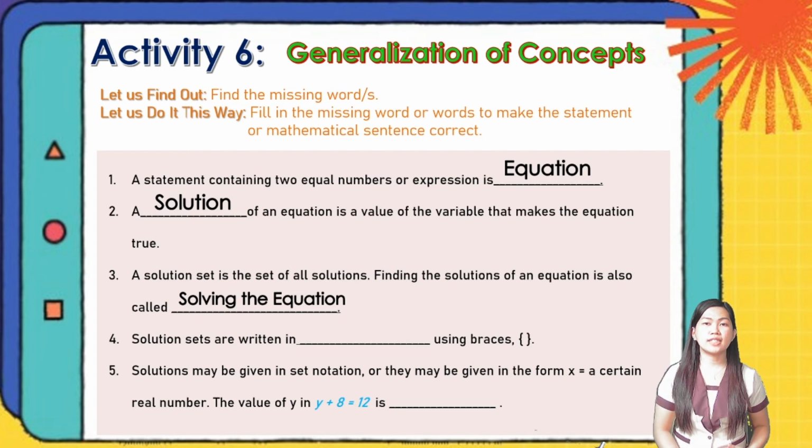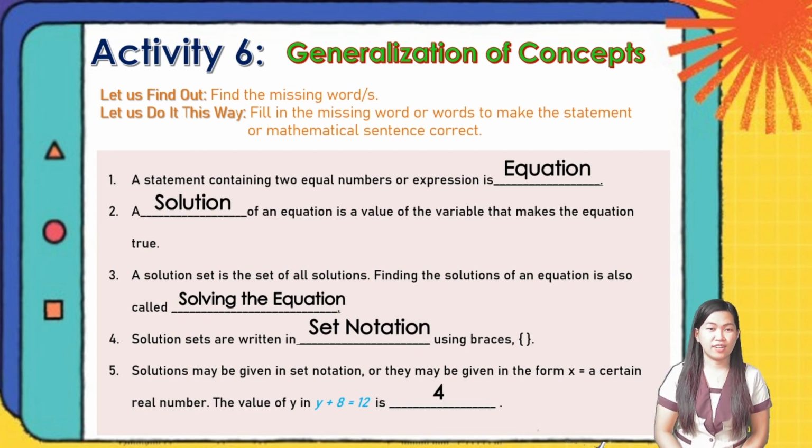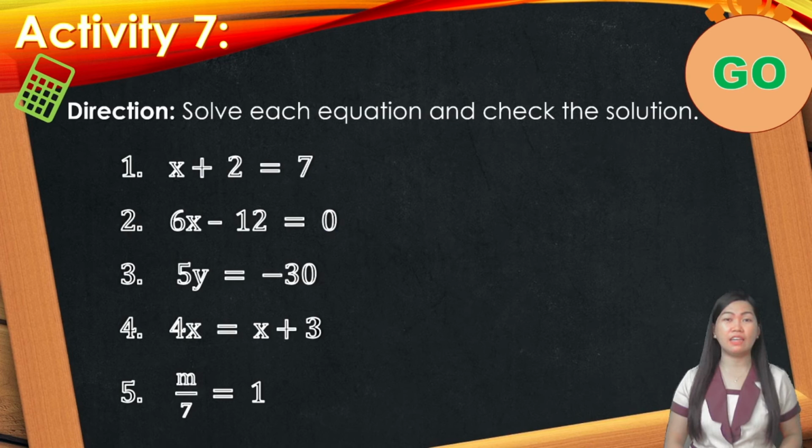Number 4, solution sets are written in blank using braces. So the answer is set notation. Solution sets are written in set notation. So number 5, last but not the least, solutions may be given in set notation or they may be given in the form of x is equal to a certain real number, and the value of y in y plus 8 is equal to 12 is blank. So you need to apply the steps in solving one-step linear equations. What is the answer? It is 4. I am sure you are now ready to do the activity number 7.